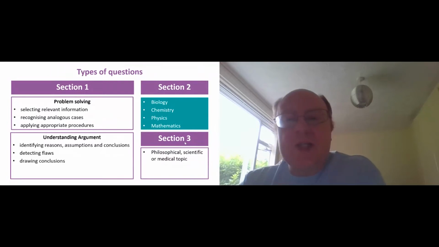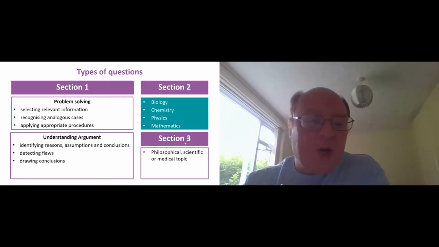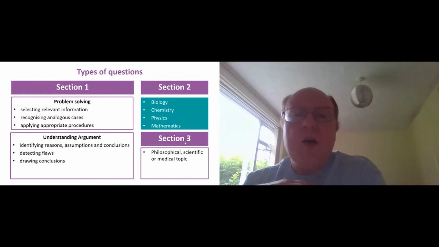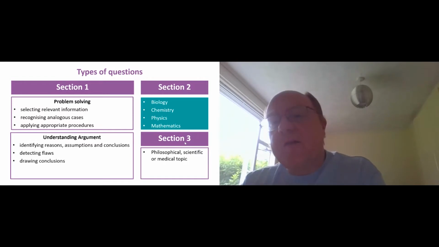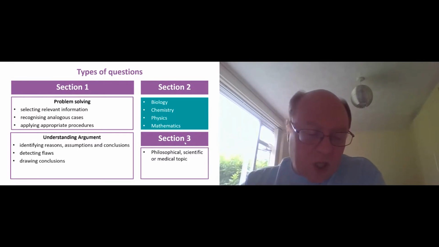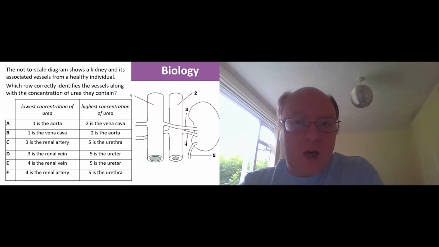So as I said, section 2 covers biology, chemistry, physics, and mathematics. And it's very much about your ability to apply the knowledge that you have. So as I've already said, the knowledge that's being assumed that you have for section 2 is at roughly a GCSE level. Talk a little bit more about exactly what the sort of content is, but let's have a look at one of the questions.